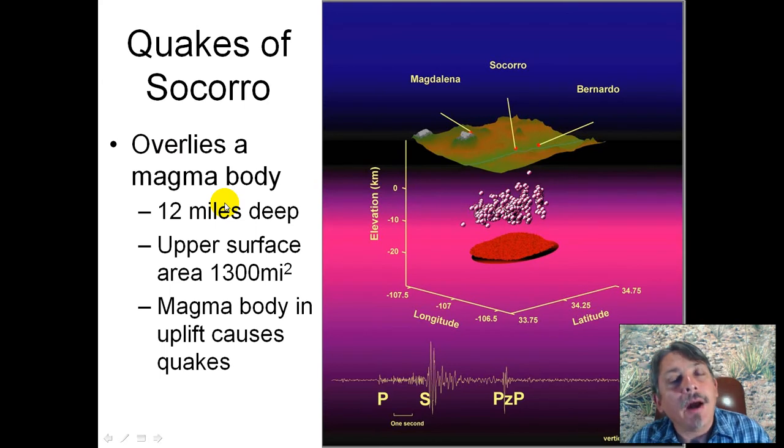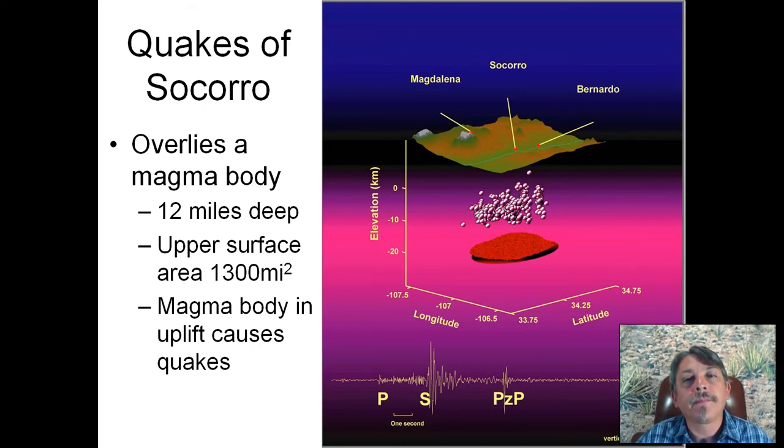It is a body of magma. You'll recall that magma rises up and will eventually emerge as a volcano. I'm not saying that's going to happen. Sometimes they just stay as a magma body underneath the ground. But it does cause some instability, and so very mild earthquakes are felt in the area around Socorro. It's 12 miles deep.